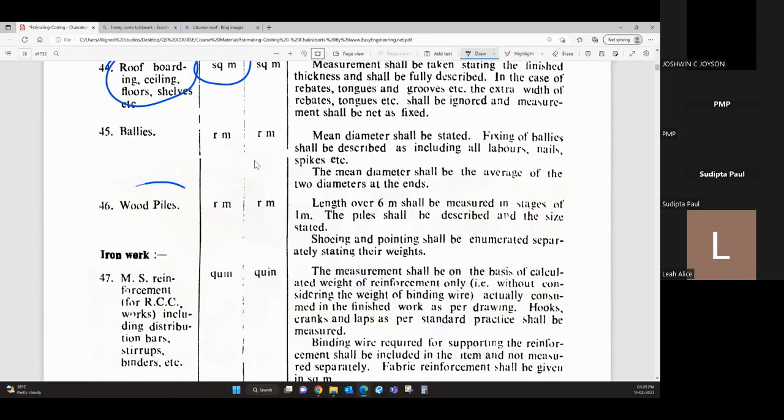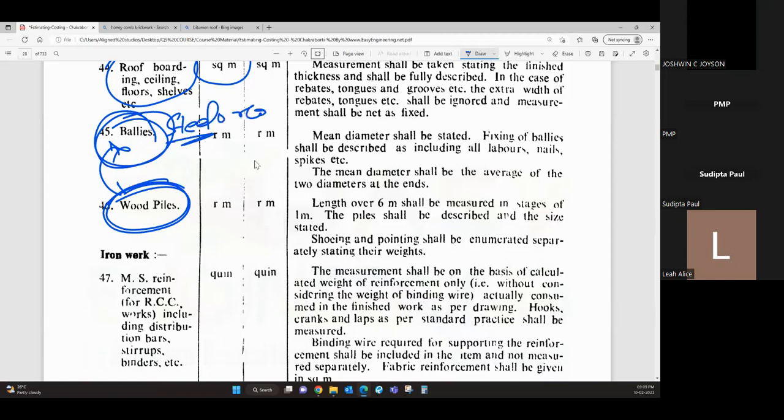Ballies or wood piles. Ballies and wood piles are one and the same thing. The only difference is wood piles are made of wood and ballies are made of steel or concrete. They are considered in running meter because the diameter of the wooden piles is always kept constant. And with respect to this diameter, you will get the rate of the complete length of the pile.